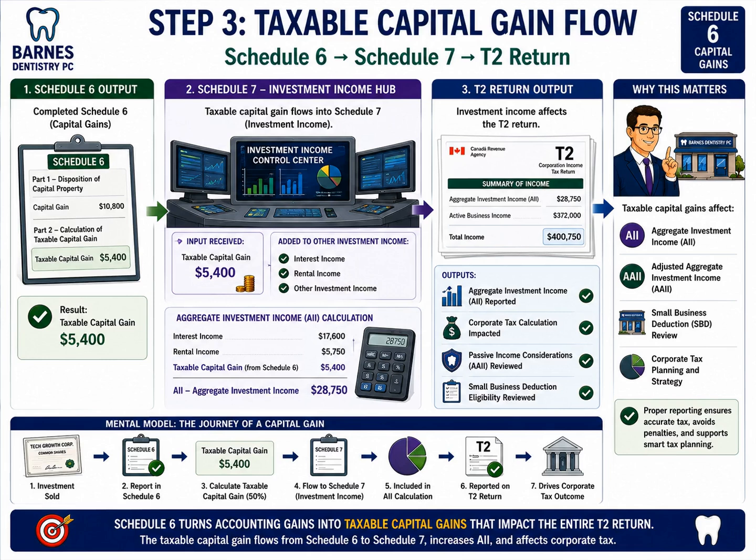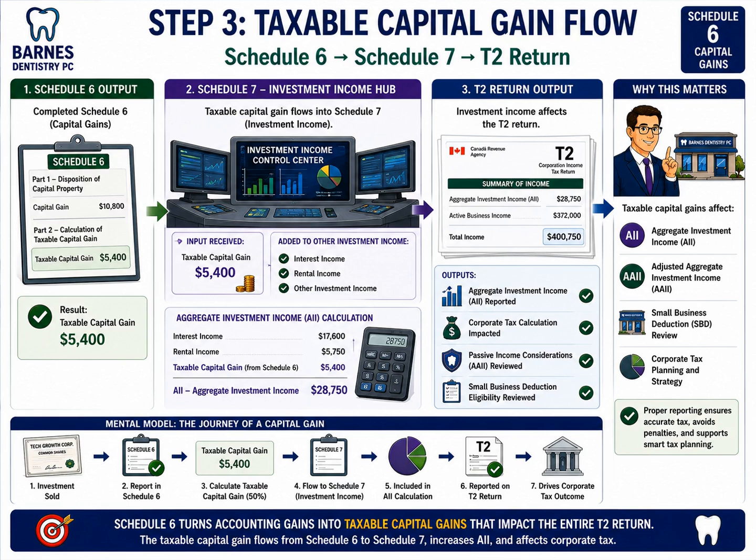We've now completed Schedule 6 and calculated the corporation's taxable capital gain. The next question is, what happens to that amount? The answer is that the taxable capital gain does not stay in Schedule 6. Instead, it moves into other parts of the corporate tax return and begins to affect important tax calculations.